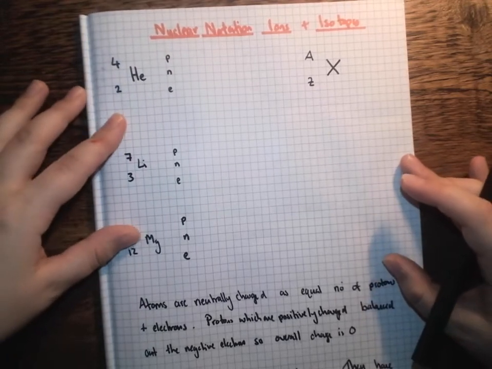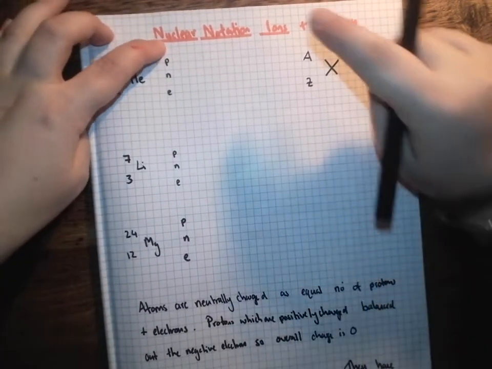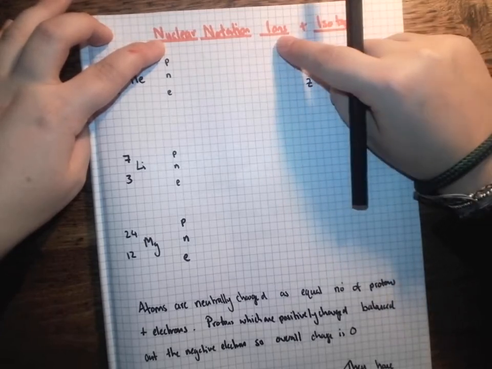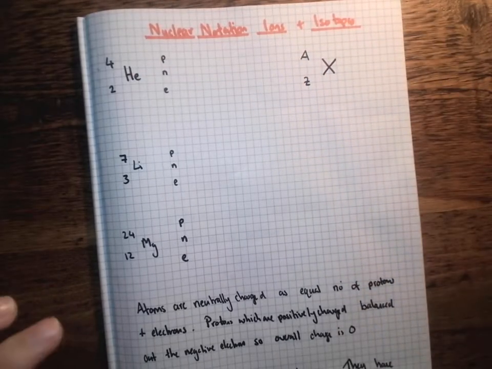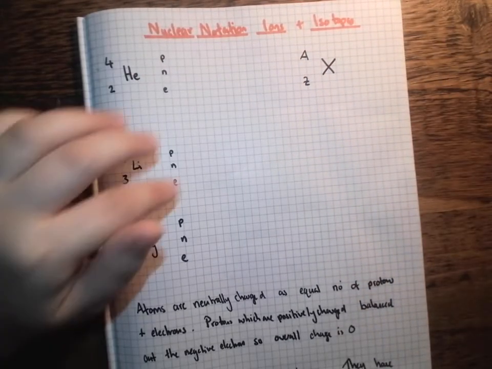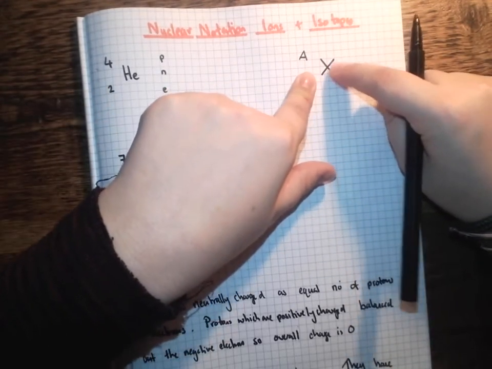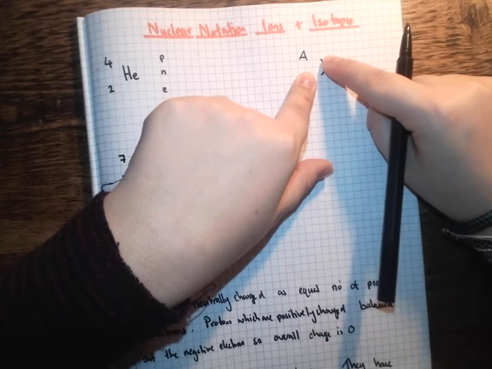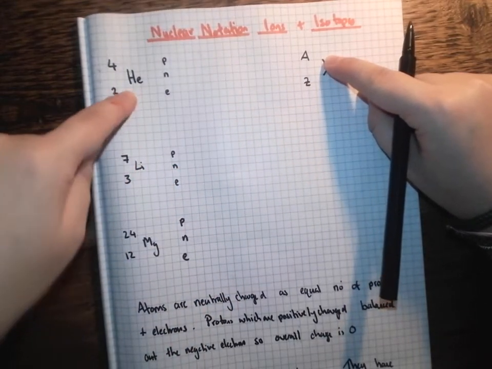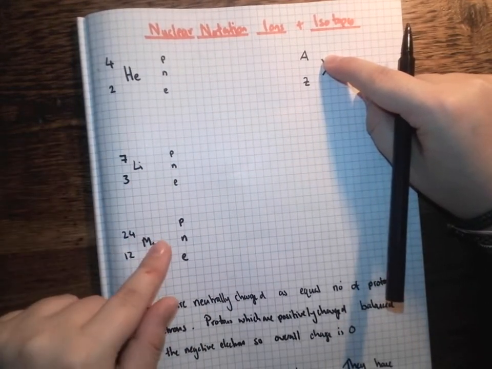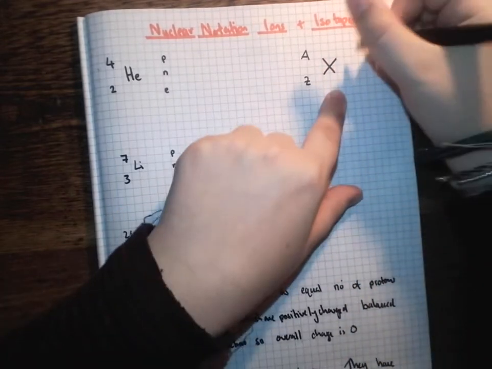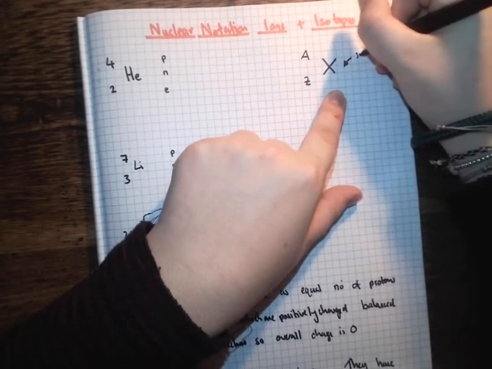Okay, this video is on nuclear notation and a little bit on ions, but not in very much detail, and on isotopes. So when we're talking about nuclear notation, we can still get a standard kind of nuclear symbol that we can see on a periodic table, where X is just our symbol. So for example, for helium it's He, lithium it's Li, magnesium it's Mg. So our X is just the symbol of the element.